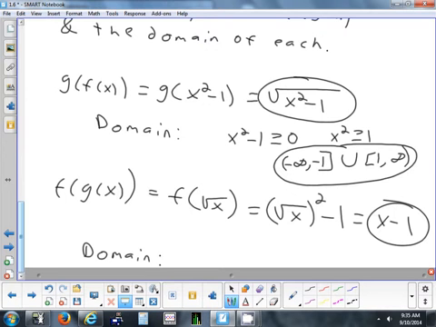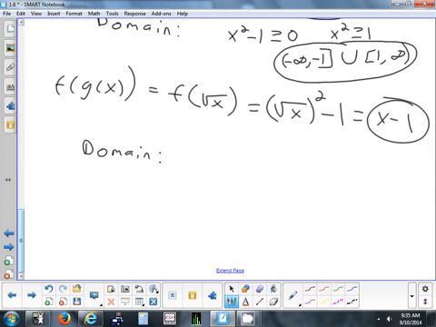How about the final function? Is there any restriction on x minus 1? No. No additional restriction from that, just a restriction from the original function that was inside. Okay, so just write domain 0 to infinity.